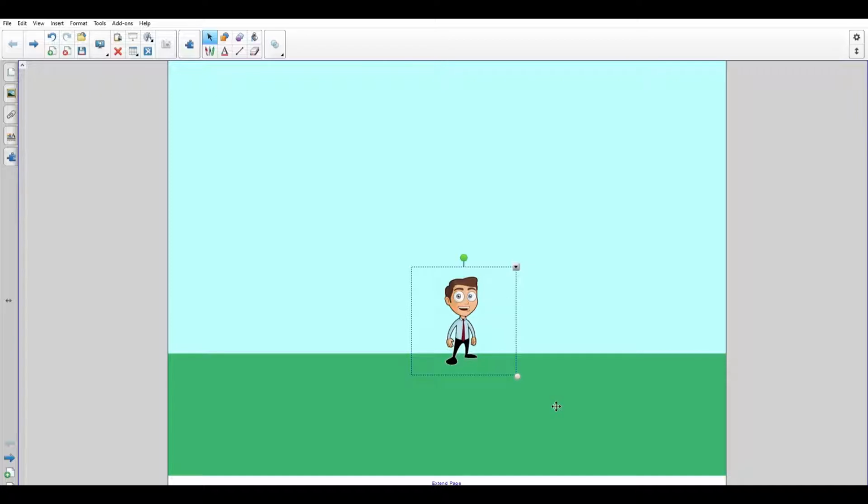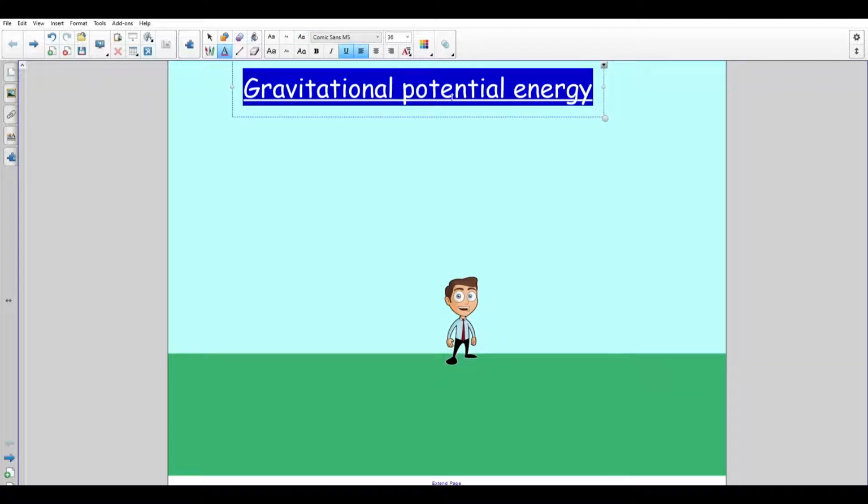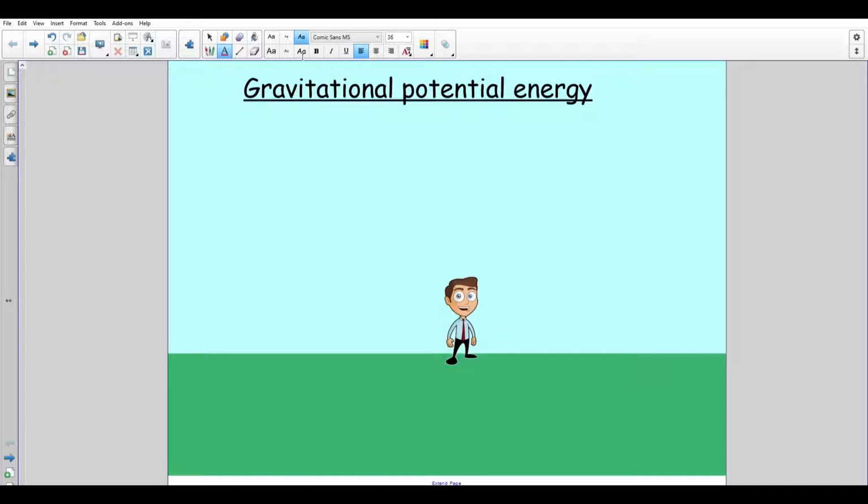Hello, this is a lesson on gravitational potential energy, so that should be your title today. If you've not got your books out, can you get them out and pop that down, underlined as your title, and obviously today's date. Pause this if you need to have some time to put that in.